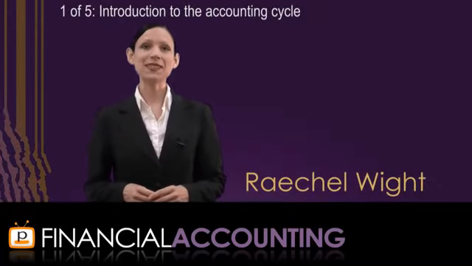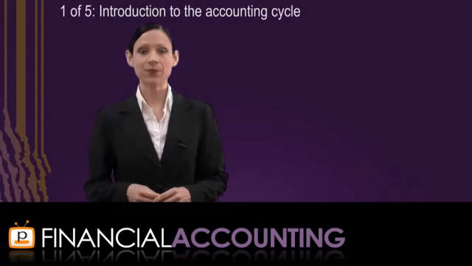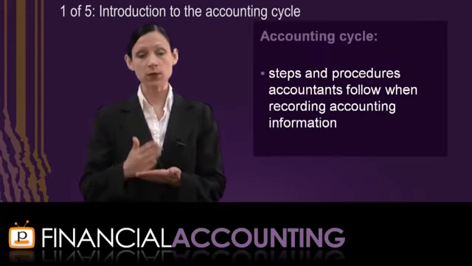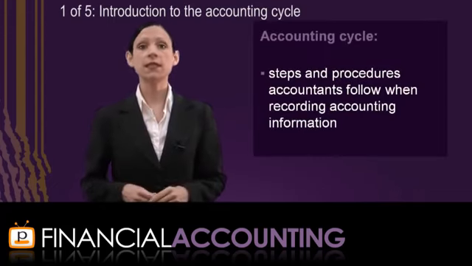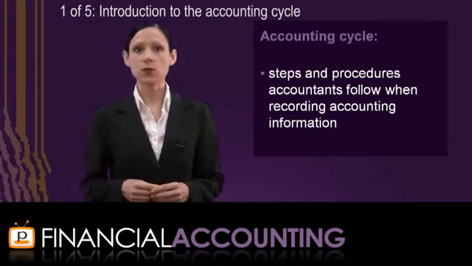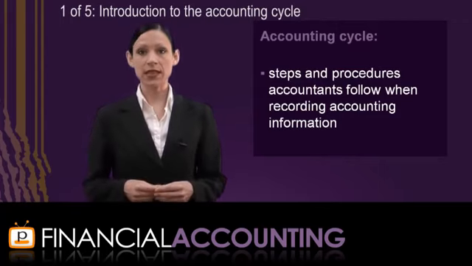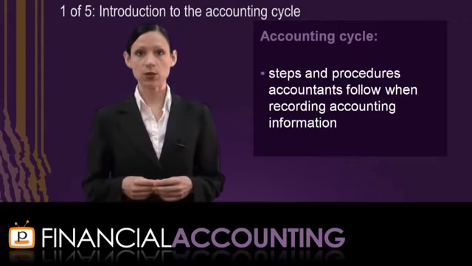The accounting cycle is the steps and procedures that accountants follow when recording accounting information. Now, these steps are always performed in the same order and have documents that match each step. The cycle starts by analysing transactions from source documents, which is some sort of record like an invoice that provides written evidence that a transaction has occurred.